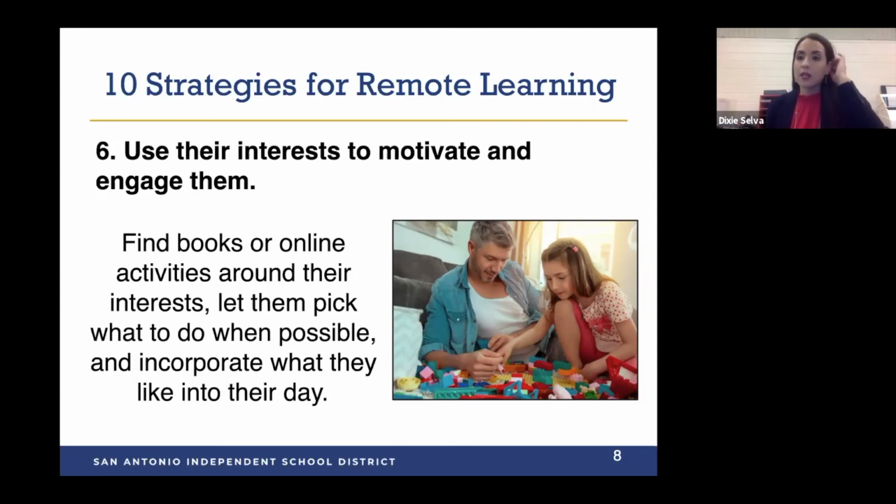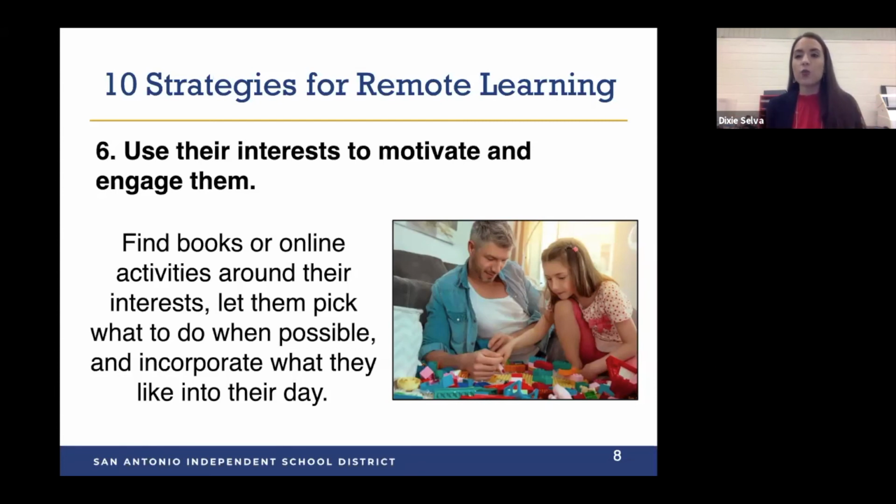Just give them some choice, which will help them to stay a little bit more engaged. Because I know as an adult, when we're told what to do all the time, it's not going to be as motivating as when we're given more choice. So yes, you still need to do your assignments, but I'm going to let you pick which ones you do first, and I'll let you pick the topics that you write about.